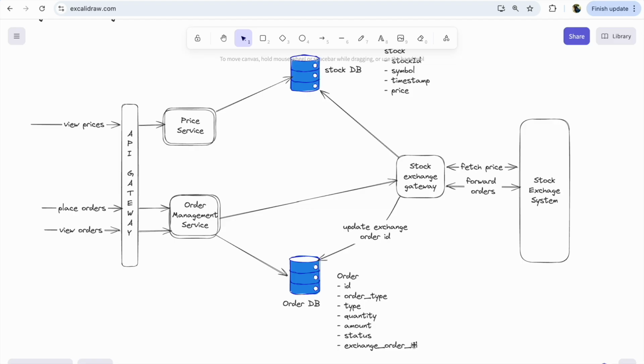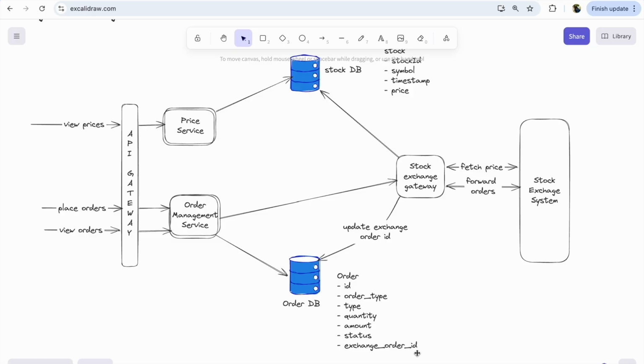And the exchange order ID, because the stock exchange system will also store the order details in its own database, right? So that exchange order ID will also be stored here. But how will we get the exchange order ID? When the order management system forwards the request to the stock exchange gateway, the gateway forwards the order to the stock exchange system, and the stock exchange system responds with the exchange order ID. That exchange order ID will be stored in our database.